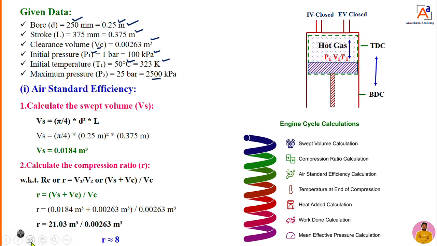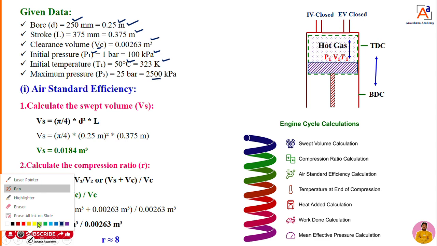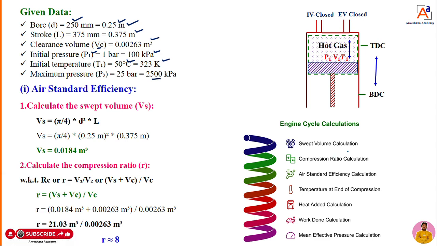Now what do you have to do here? You have to solve the problem step by step. What is the first step? You have to calculate the swept volume. Second step, you need to calculate the compression ratio. Third step, you need to calculate the efficiency of the Otto cycle engine.